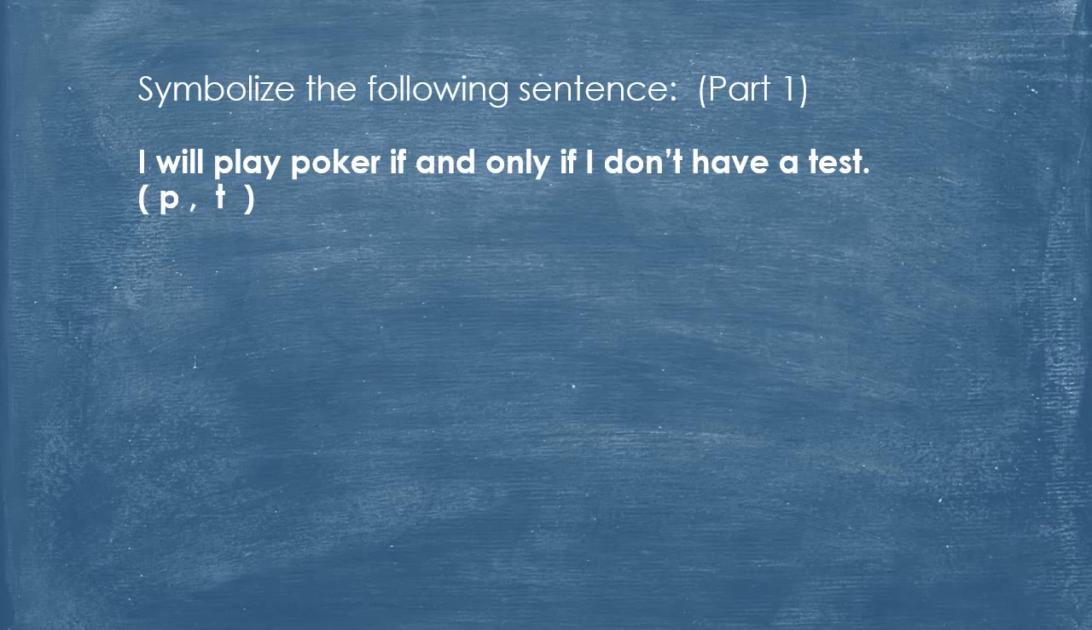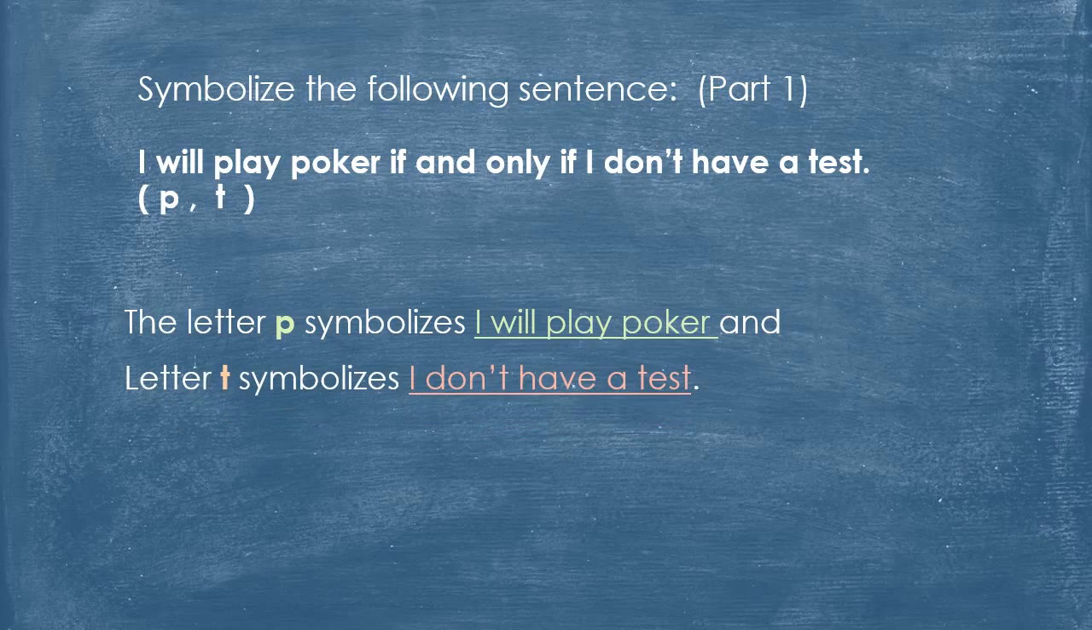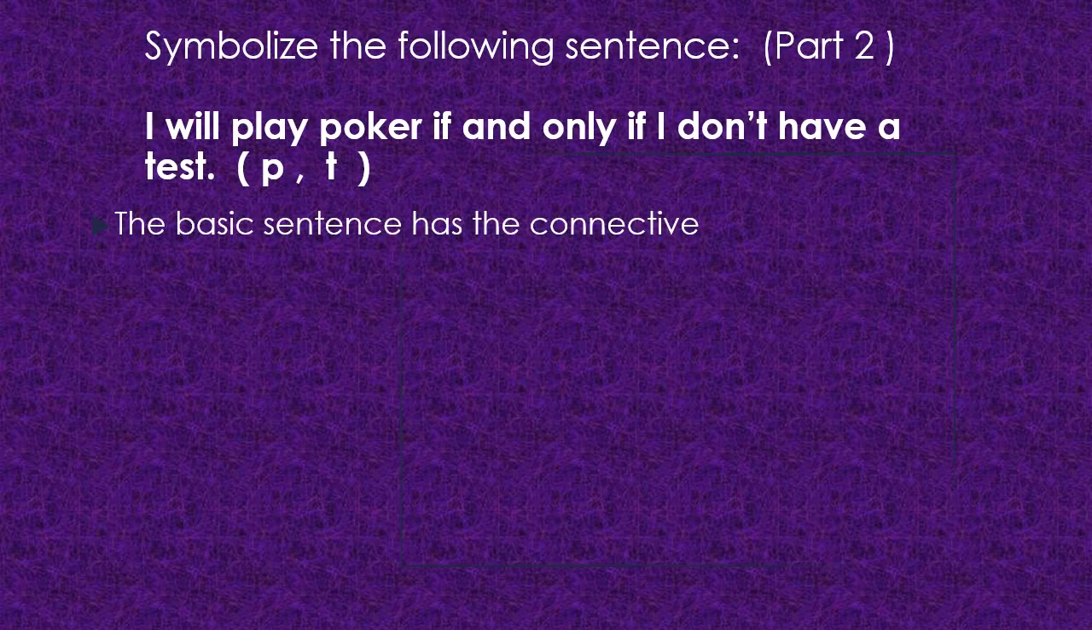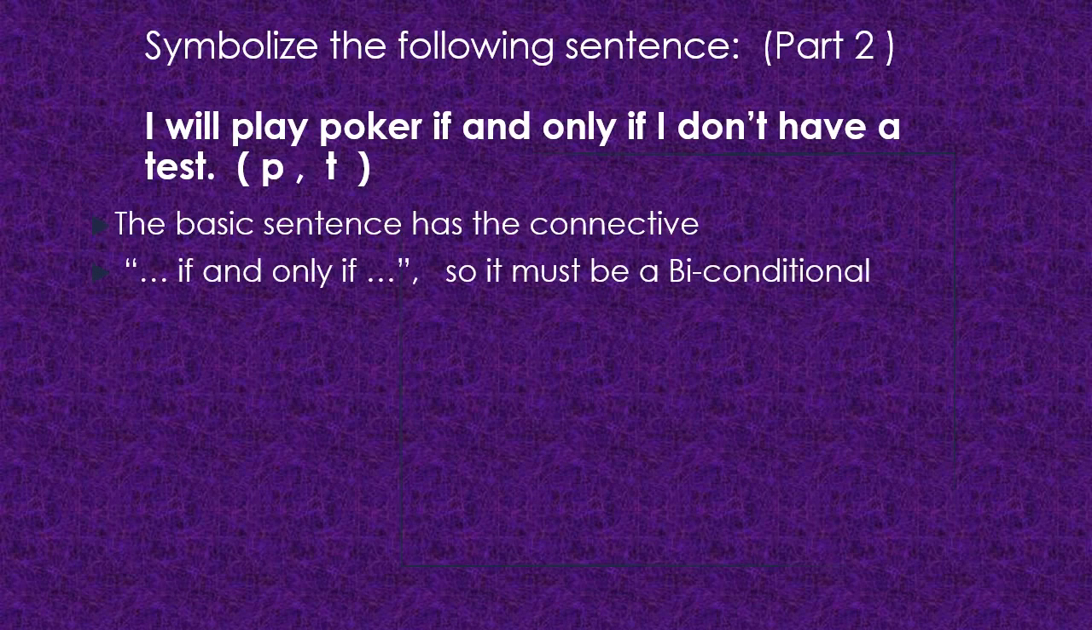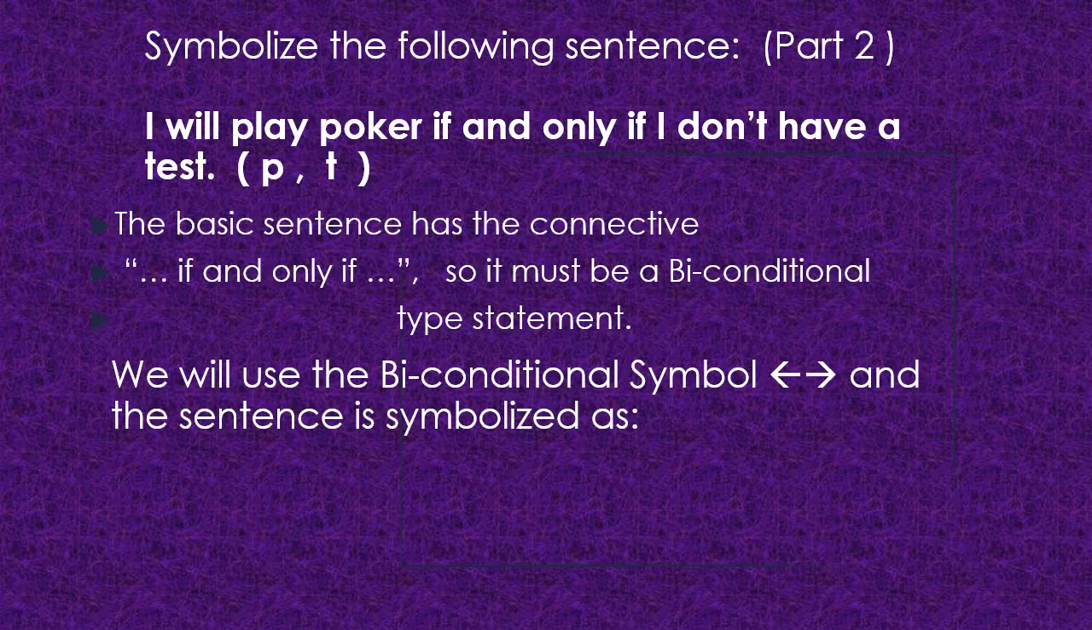In this sentence, we have if and only if used. And we have two phrases. So we'll use the P for I will play poker, and the T for I don't have a test. So the basic statement has the connective of if and only if, which is a biconditional. We'll use the biconditional symbol, which is the arrow going in both directions, and we'll symbolize the statement as P biconditional T.